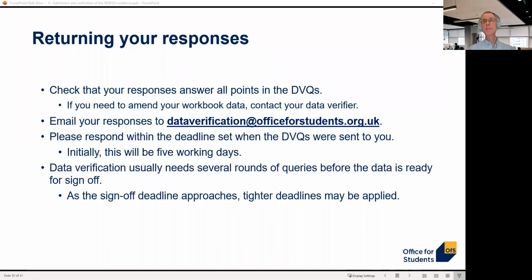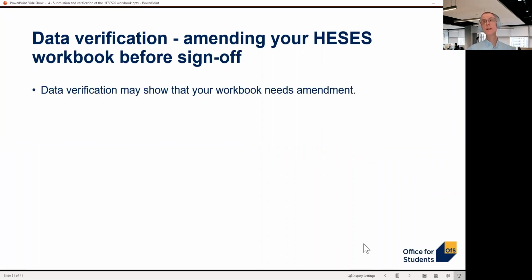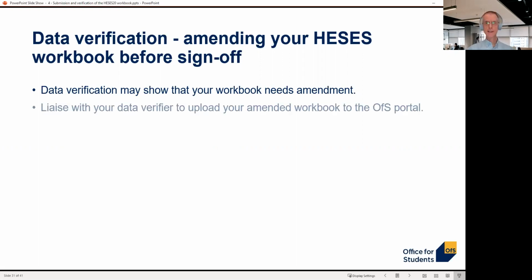So we just mentioned the possibility of having to amend your workbook before or as part of the data verification process. So let's talk a little bit about that. It's something which comes up occasionally. We realize that there's perhaps something which hasn't been classified correctly and it means that the workbook needs to be amended. Liaise with your data verifier, as I said a moment ago.